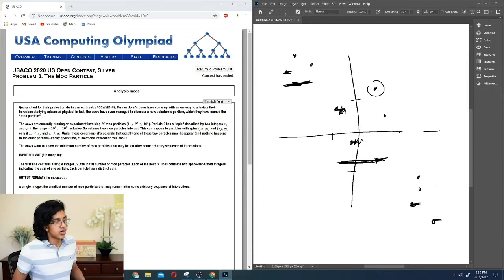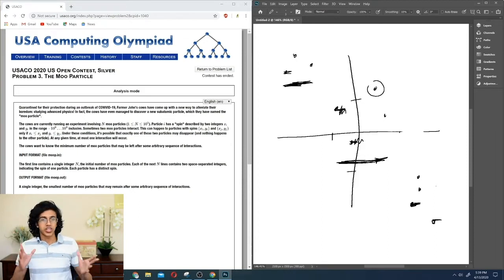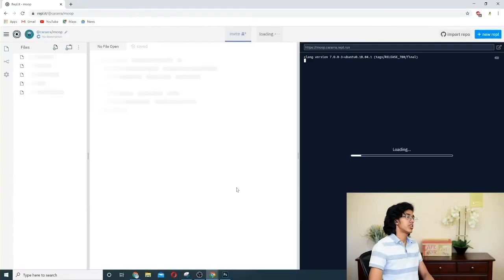Okay, let us code this up. I know that was really confusing, but I think it'll make sense once we code it, okay? Moop! That's such a good name, I like Moop.